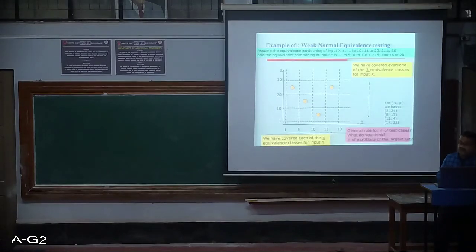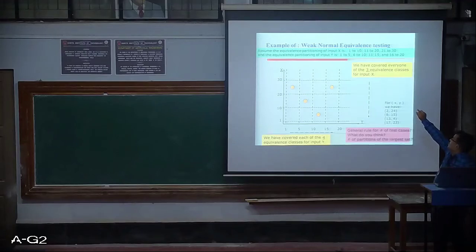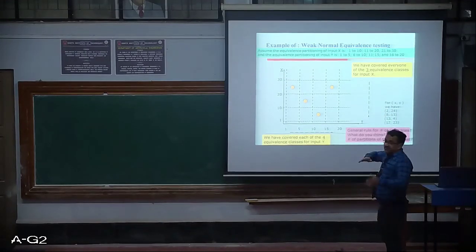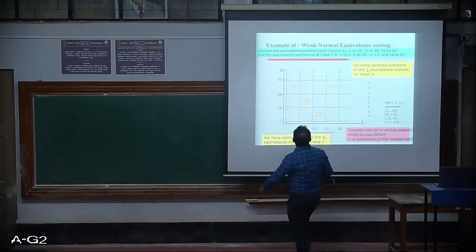So diagrammatically, we can take one example here and show this weak equivalence relation testing. Assuming that there are two input domains, x and y. The partition of the input x, that is the first subset, is 1 to 10, that is one subset. Then 11 to 20, the second subset, and the third subset is 21 to 30. So we get three partitions.